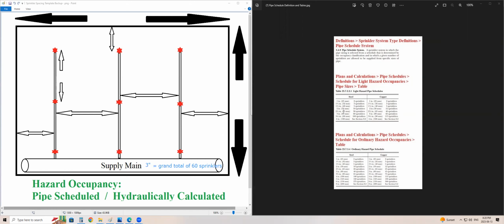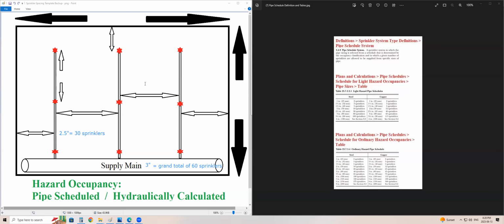Then they might install a 2.5-inch branch line over here. So let's say 2.5 inch equals 30 sprinklers, grand total. The only reason I'm doing this is to explain. This is my main. I'm allowed a total of 60 sprinkler heads off of it. I've now run a 2.5-inch branch line, and I want to max it out. There's going to be 30 sprinkler heads on this branch line.